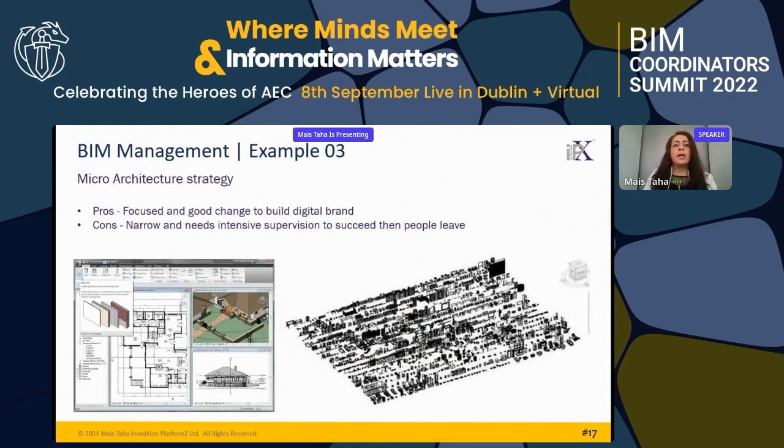Now, the last experience was in a micro-architectural firm and micro-architectural strategy. It was about digitizing the process and giving a digital brand. The process was very focused, and it is nice to give a typical office a digital brand. The problem is that it needs intensive supervision until it succeeds, and it needs to be integrated with every team member to know how to do it. And as we all know, people leave, and when anyone replaces anyone, you will need to start from the beginning again. So these were the pros and the cons.